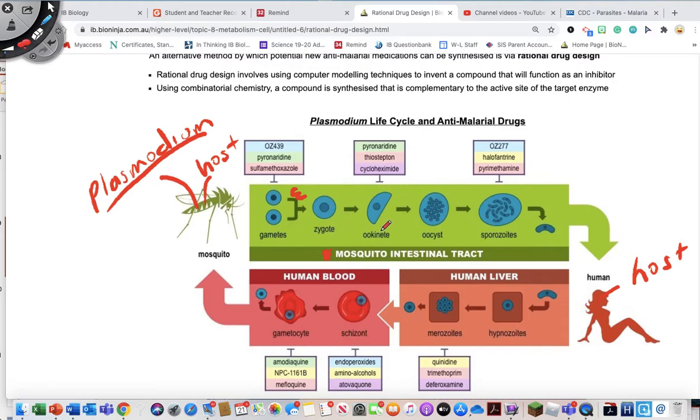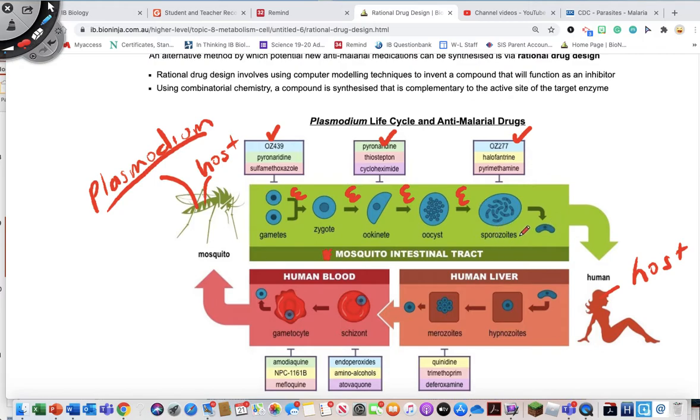For the zygote to turn into an ookinete, enzymes are also required. To turn into an oocyst, enzymes are required. To turn into sporozoites, enzymes are required. I want you to notice that there are different anti-malarial drugs that are effective to halt this process. So depending on how far along the Plasmodium is in this process of infection, there are different drugs that you can take to halt the process. And all of these drugs are in a database, and scientists know exactly how they work.